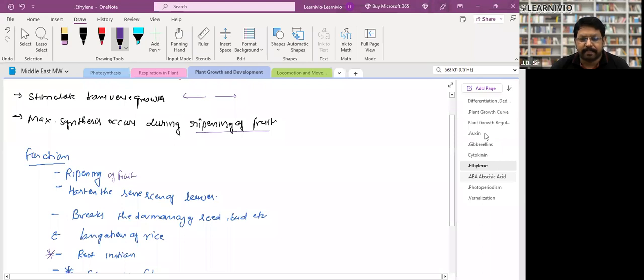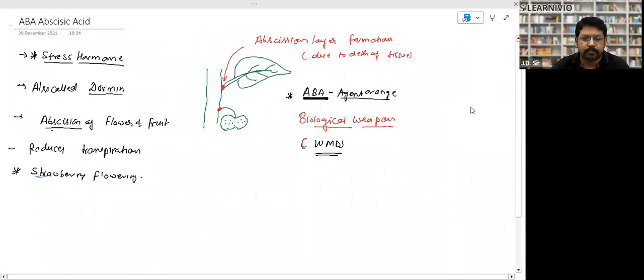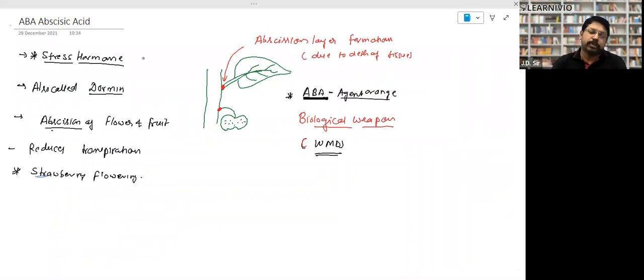Abscisic acid, ABA. Abscisic acid is known as the stress hormone. This question has been asked. Why stress hormone? It protects the plant at the scarcity of water, or in drought.